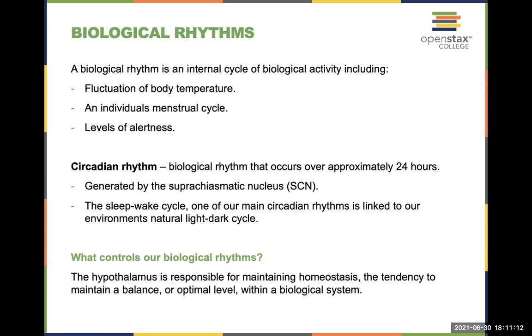So another thing that is addressed in this chapter is biological rhythms. And I think one of the most famous biological rhythms that everybody knows, or most people know, is the circadian rhythm, right? And that is the biological rhythm that basically occurs over a 24-hour period, right? And it's generated by the suprachiasmatic nucleus, or the SCN. So you can say SCN for short, because sometimes those big long words, I do know they can be difficult. Sometimes I even trip over them. And it also manages the sleep-wake cycle, right, which is one of our main circadian rhythms.